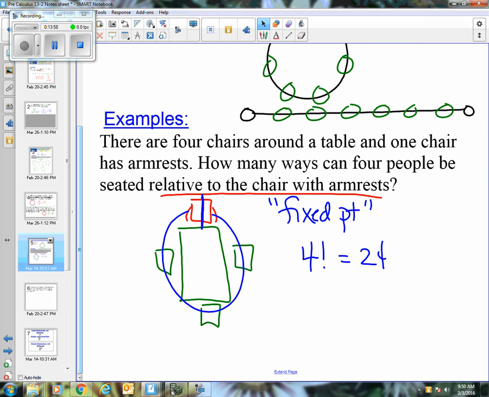Now, how could I change the question to make it not a fixed point? I could have just said, how many ways can you arrange 4 people around a table? Well, then it would be just like our people standing in a circle, and all those rotations would be the same. I would have to divide by 4 to divide out all the ways that are alike, and I would be down to 3 factorial. So if there's not a fixed point, we're back to our straight circle situation. If there is a fixed point, then we're back to a line because it definitely starts somewhere and stops somewhere.